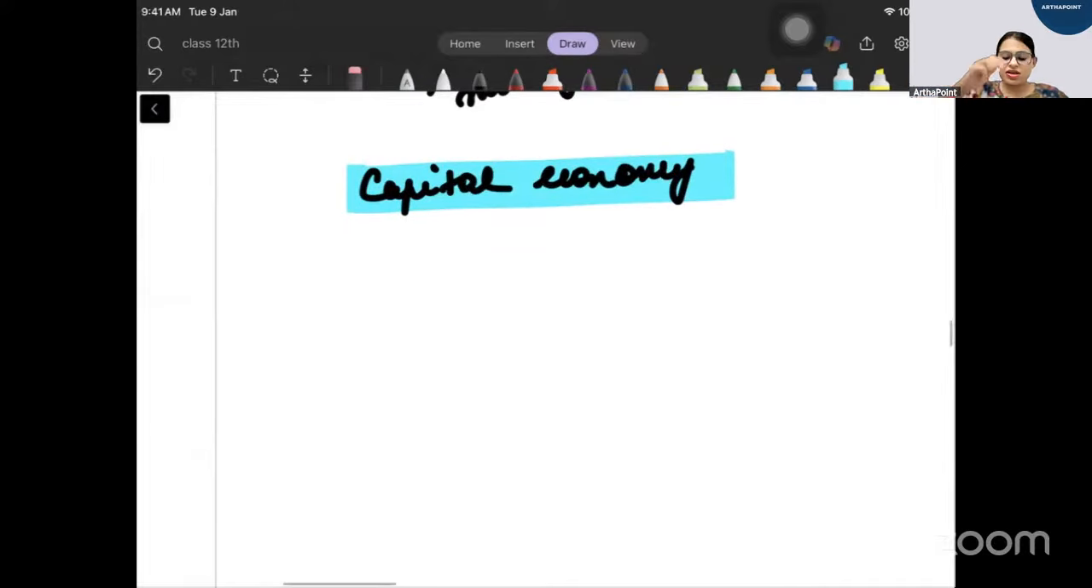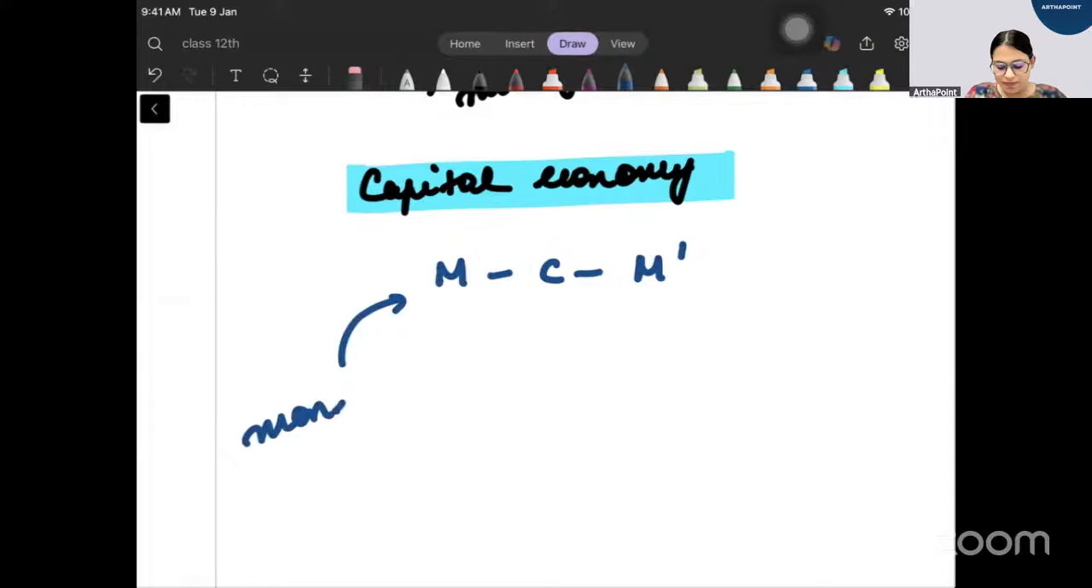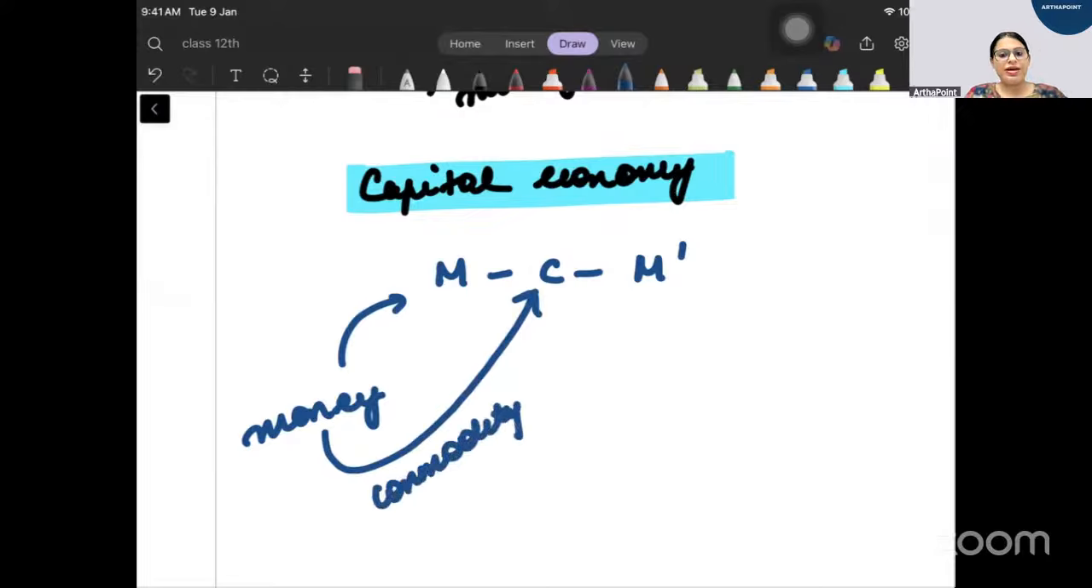Capitalist economy में the circuit is M C M dash. माने a capitalist will start with money, मनी से शुरू करेगा. From the money he will buy commodity. ये commodity raw material होगा, labor power, means of production, and he will go ahead and he will generate output from those commodity, and when he will generate output he will earn more money.